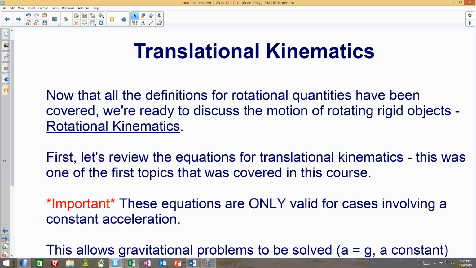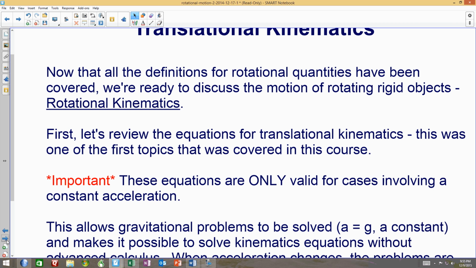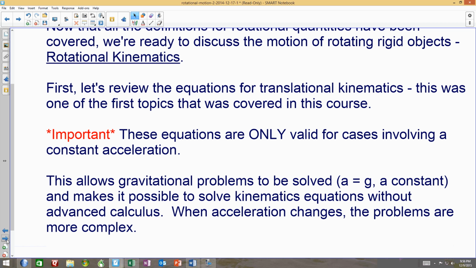First, let's review the equations for our translational kinematics. This was one of the first topics that we covered. These equations are only valid for cases involving a constant acceleration. So if the acceleration changes, these equations are not valid. This allows gravitational problems to be solved where a equals g, and it makes it possible to solve kinematic equations without advanced calculus. When acceleration changes, the problems become a lot more complex, so we're going to assume the acceleration remains constant, just like we did for the kinematic equations.